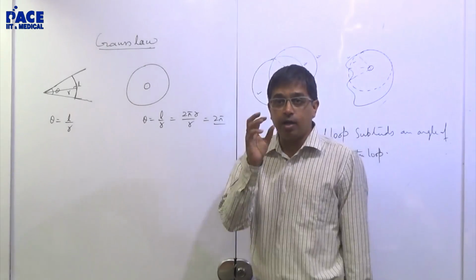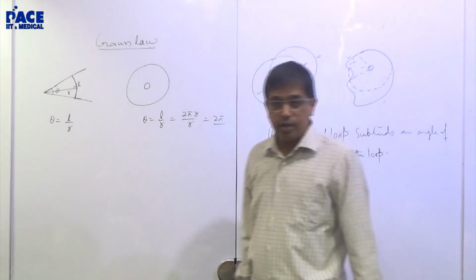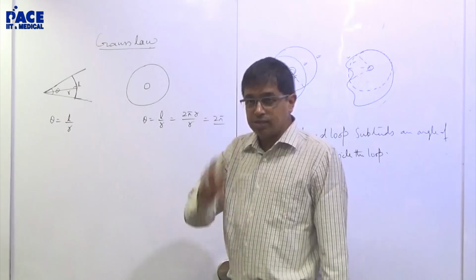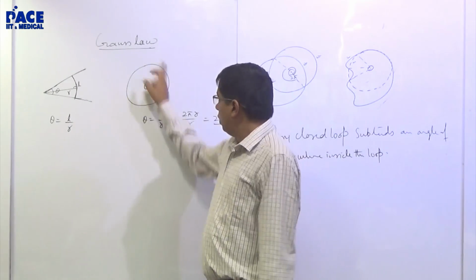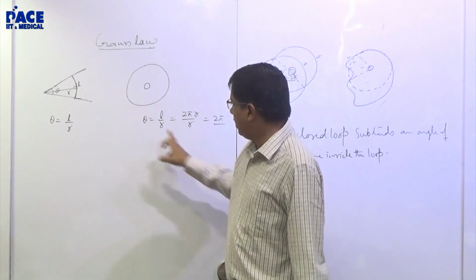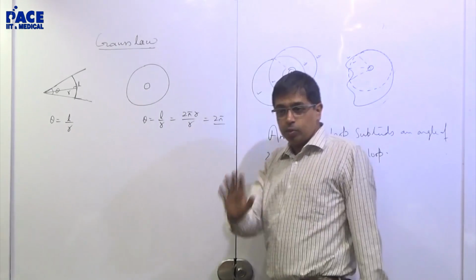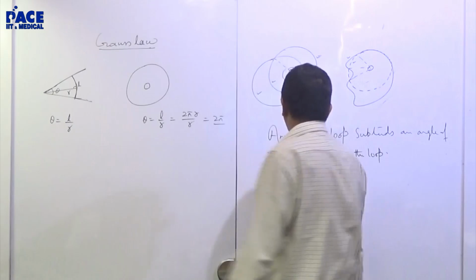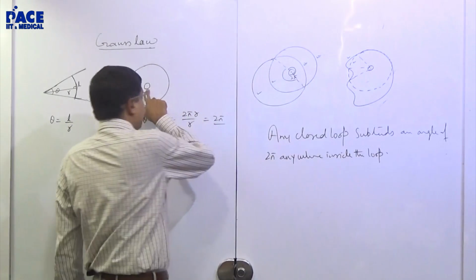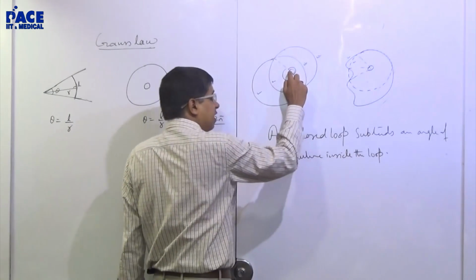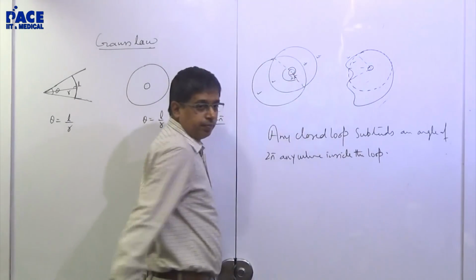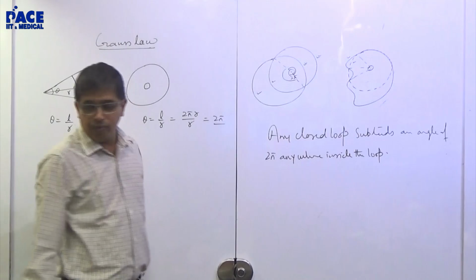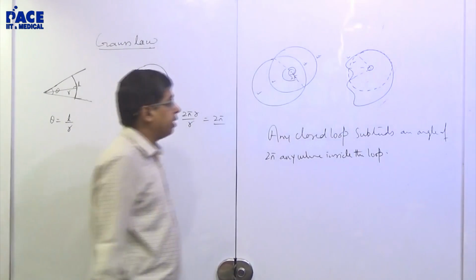Visualization of this will be difficult because we will be dealing with 3D. I repeat once again, all of you listen. Theta is L by R, something that you people know. If it is a closed circle, angle subtended at the center will be 2 pi, something that you people know. What we are telling you right now is, even if the point is not at the center, anywhere other than the center also the closed loop will subtend an angle of 2 pi.